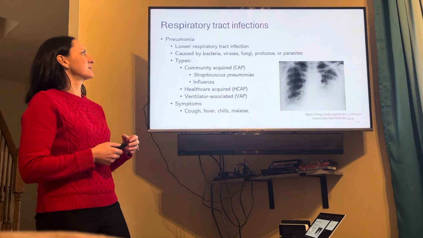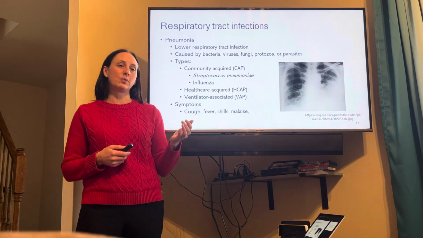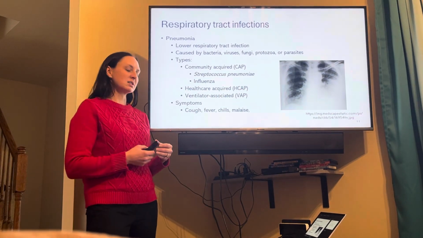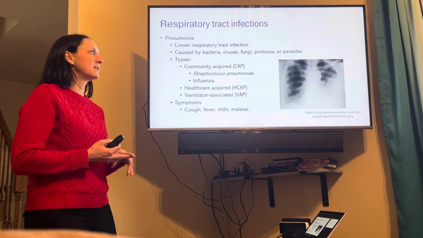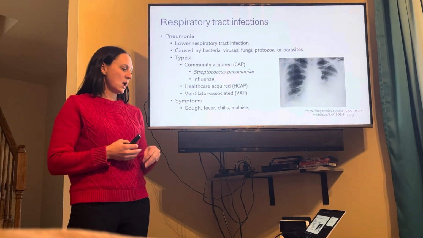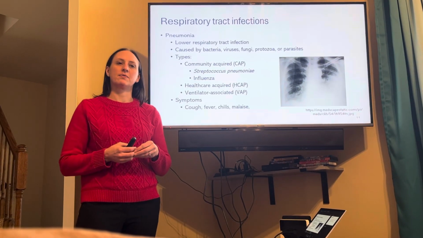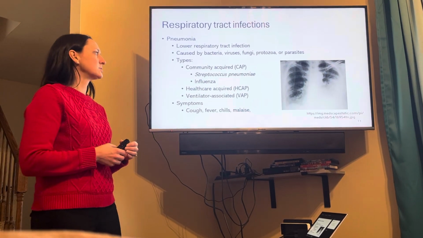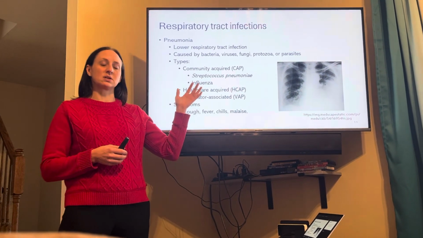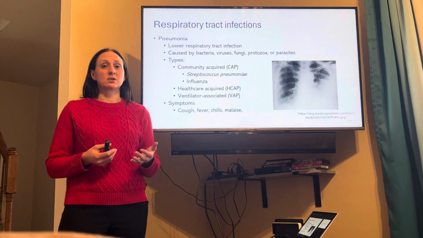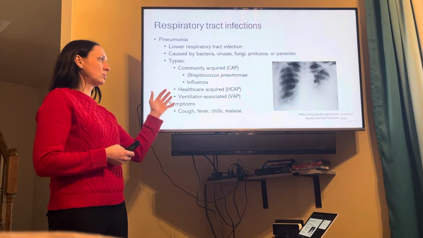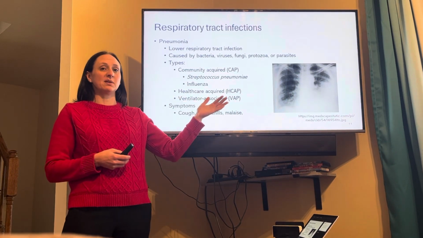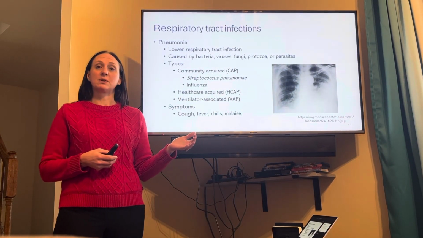We're going to move on and talk about a respiratory tract infection. We're going to talk about pneumonia. Pneumonia is a lower respiratory tract infection. It's caused by bacteria, viruses, fungi, protozoa, or parasites. Three main types of pneumonia that I want you to think about are community-acquired pneumonia, which may be caused by bacteria such as streptococcus or a virus such as influenza. Then we see two pneumonias that you can get in the hospital setting. You could have hospital-acquired pneumonia from just being in the hospital. We see this a lot with our post-operative patients.